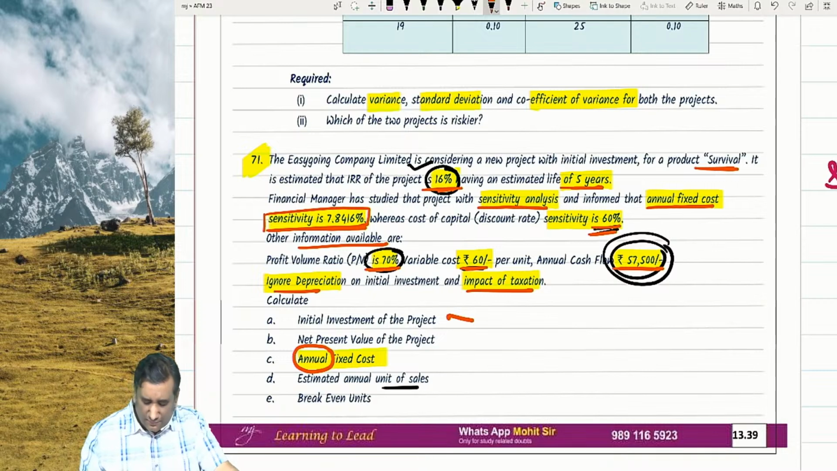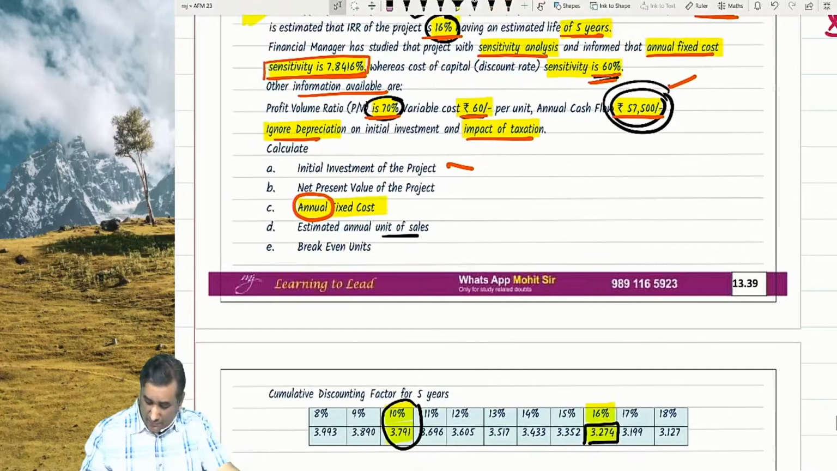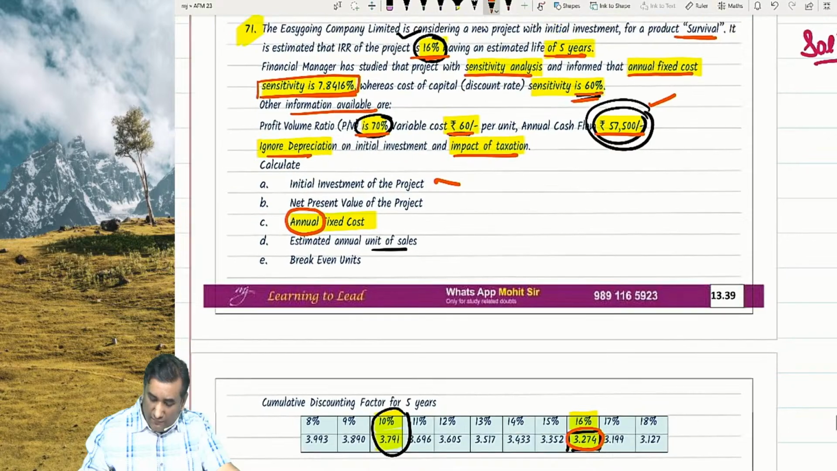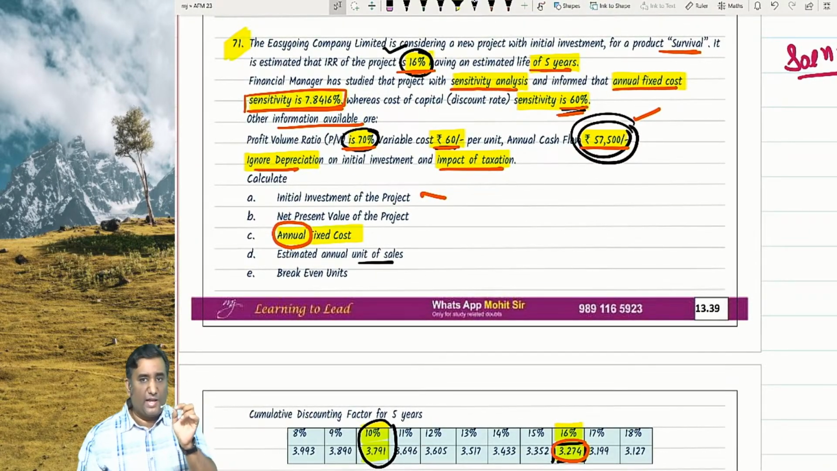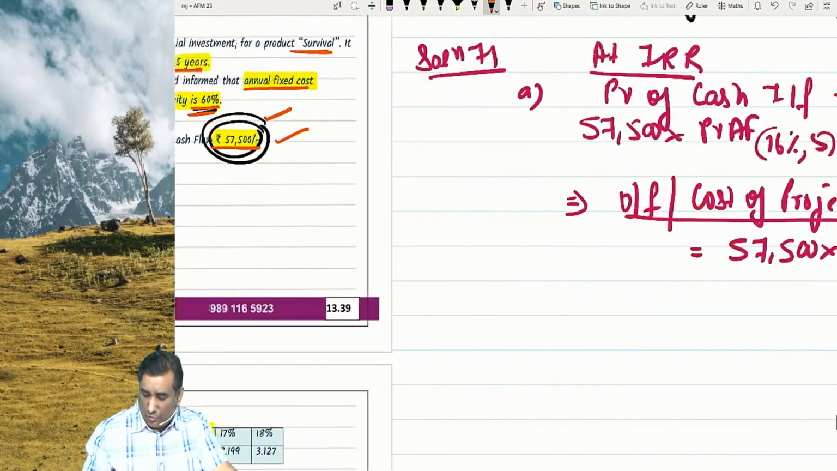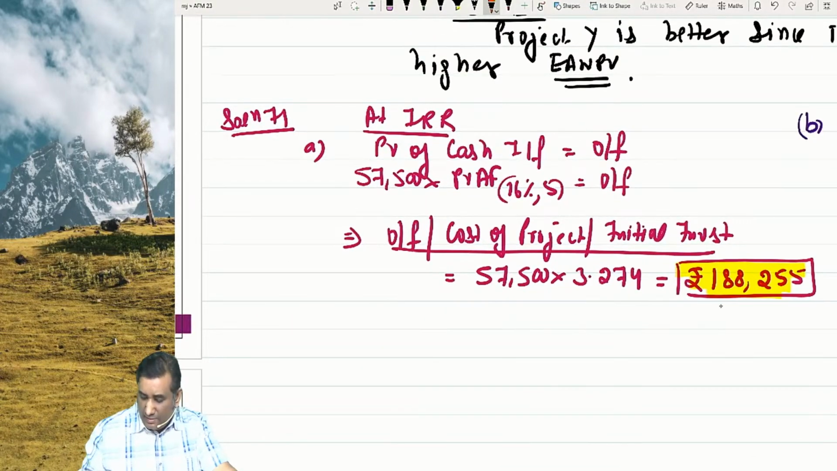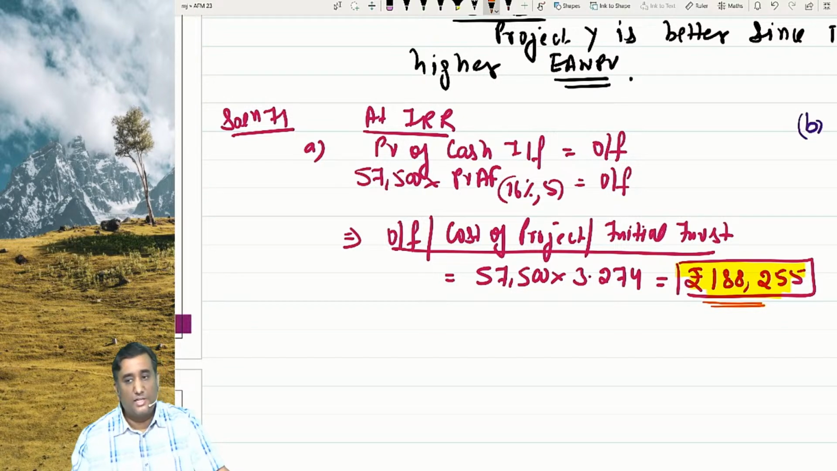Now we know one thing, at IRR NPV is 0. Assume this is a cash inflow only, and do we have the 16% factor given? 3.274. So at IRR, PV of cash inflow is equal to outflow. So I have inflow 57,500 multiplied by 3.274. Can I get the outflow? How much outflow do we get? 188,255. First part is done. It's straightforward because we know at IRR inflow is equal to outflow.